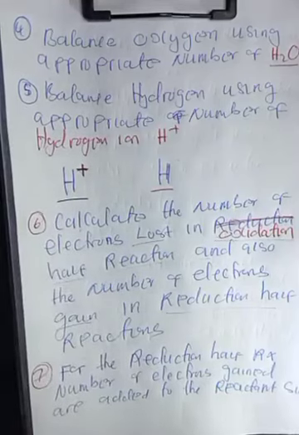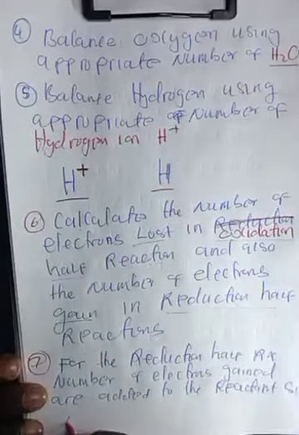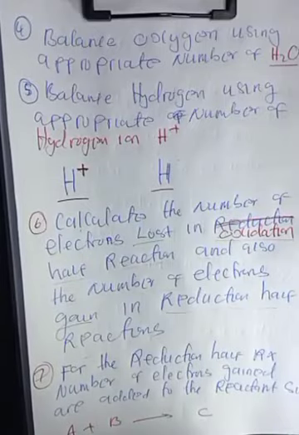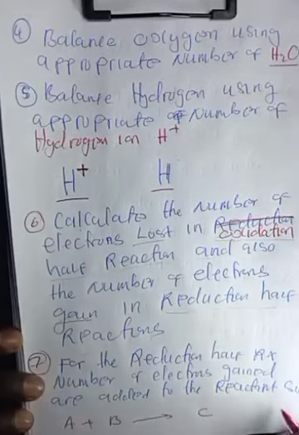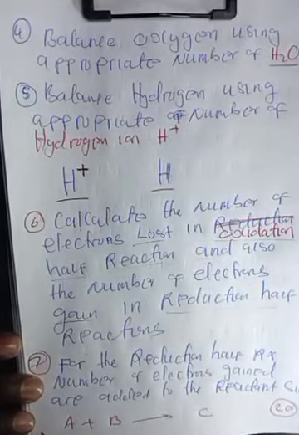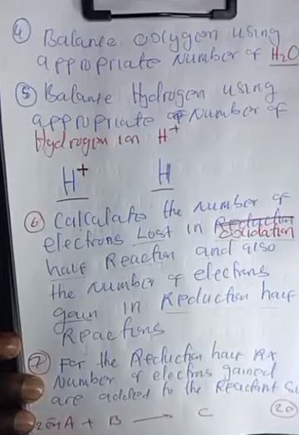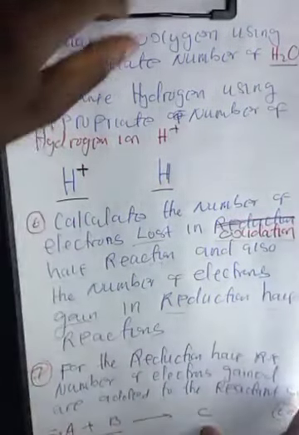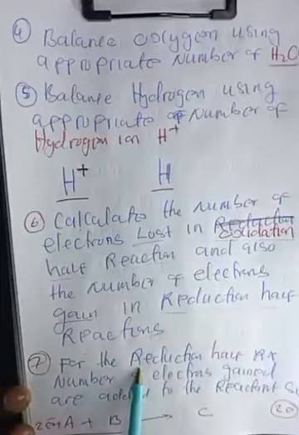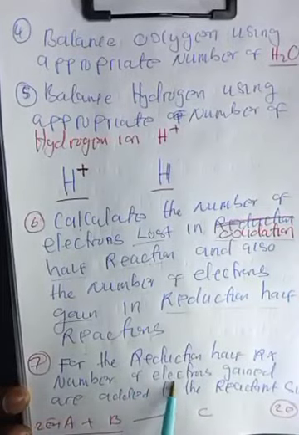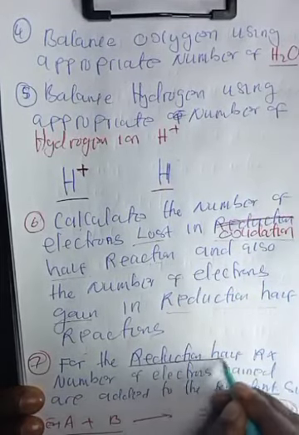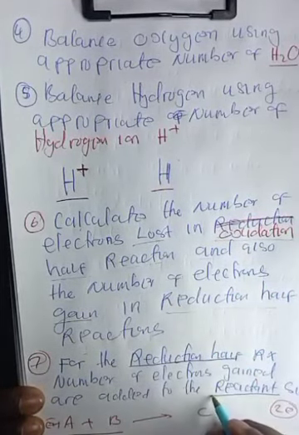reactant side. For example, if the reaction was A plus B, maybe you're getting C. Let's assume it's like that. The number of electrons gained was 2 electrons. So this electron has to be added here to the reactant side. The way I used to remember this is like this. So let's read this. For the reduction half reaction, number of electrons gained are added to the reactant side. So I used to do it like this.